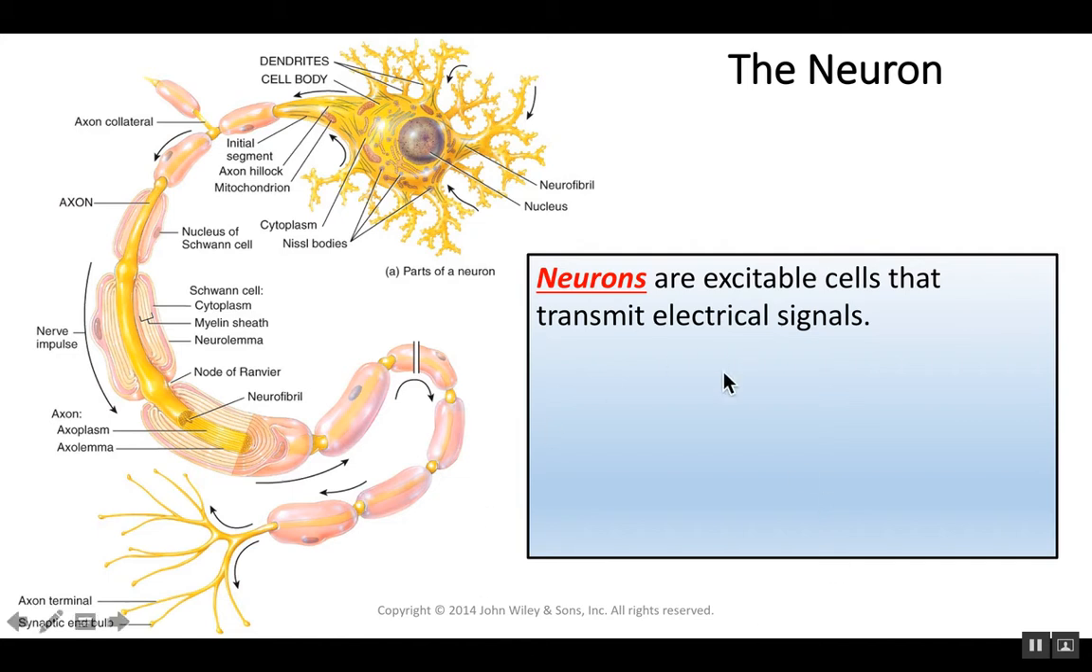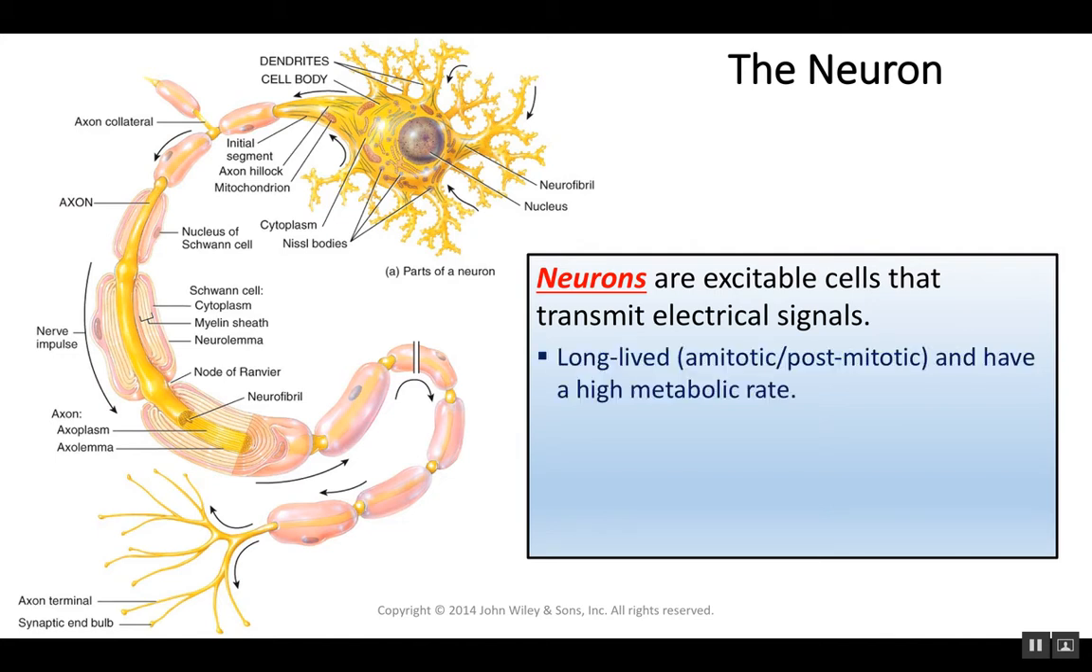So neurons are excitable cells that transmit electrical signals. You'll recall that muscle cells are also excitable cells. And what this means is they can respond to a stimulus and convert that stimulus into what we would call an action potential. An action potential is a change in the electrical activity on the inside versus the outside of the plasma membrane. But the whole idea of an action potential we're going to get into once we review some of the anatomy of neurons.